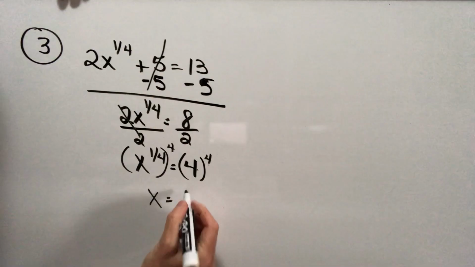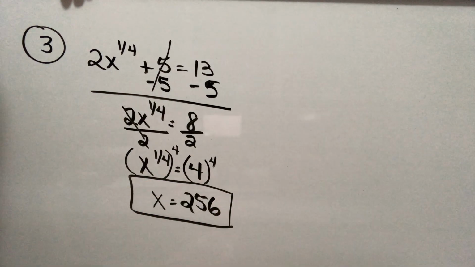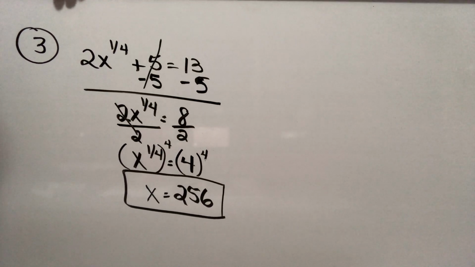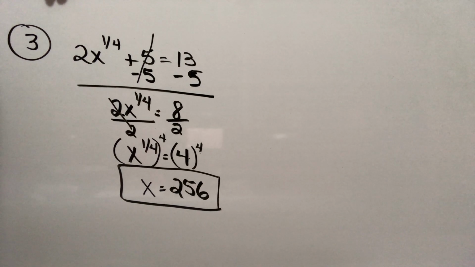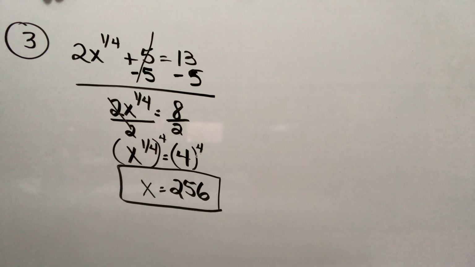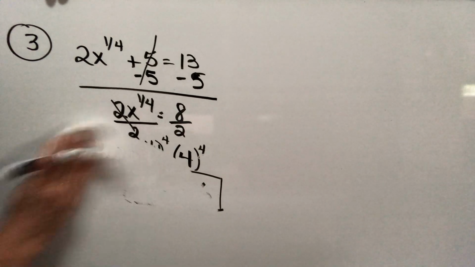Okay, so final answer for number 3 is 256, and we've already checked it. Now, we did not put plus or minus on this one because we did not have a radical. So the radical would mean the possibility of plus or minus is there, but not this time because that 4 was not a fraction. So 256 would be it.